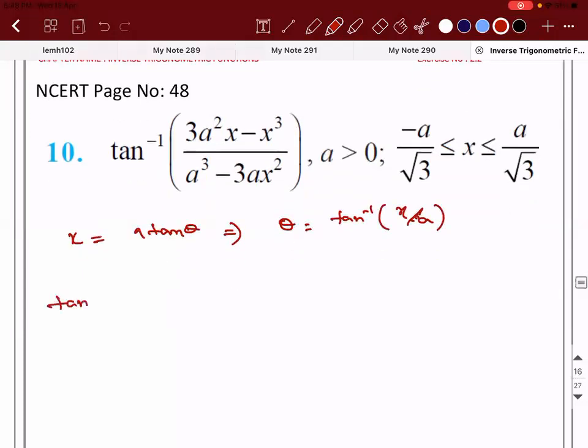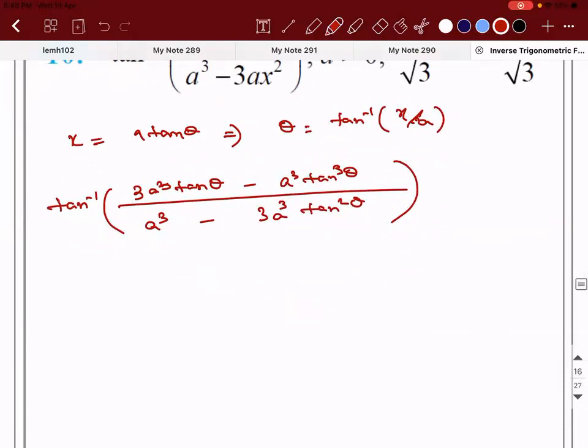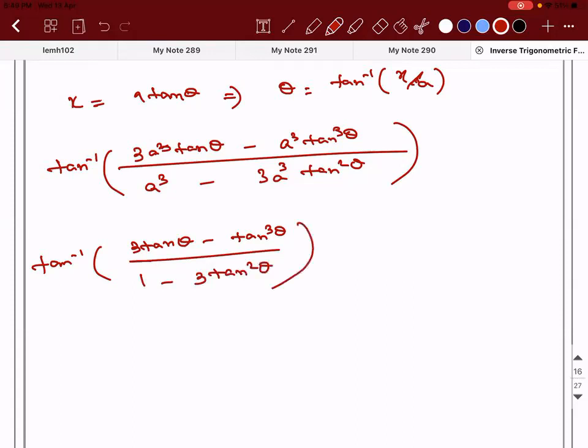Very good. So it will be tan inverse of 3a cube tan theta minus a cube tan cube theta divided by a cube minus 3a cube tan square theta. What is common in the numerator and denominator? A cube. If I take out a cube, I get 3 tan theta minus tan cube theta by 1 minus 3 tan square theta. That is tan 3 theta. So this is tan inverse of tan 3 theta, which will be 3 theta. But what is theta? Tan inverse of x by a. When you're copying, if any step is not clear, please ask. Those who are clear can proceed to the next problem.